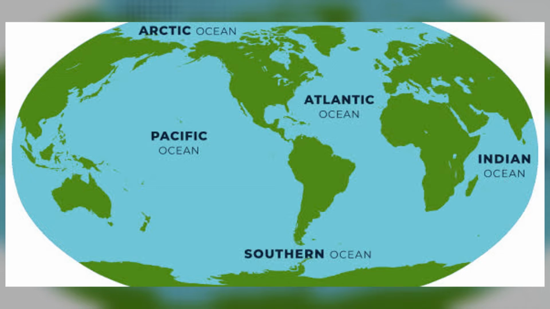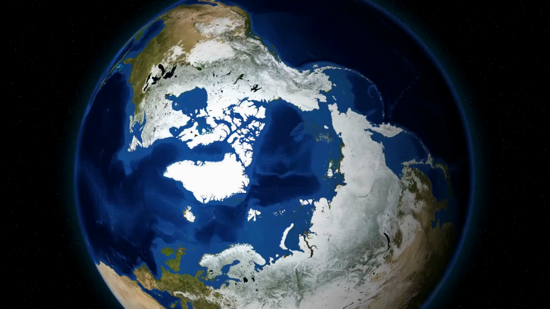Okay. The Indian Ocean is at the bottom, underneath Asia, towards the north. And it has Africa on the west side, and Australia and Indonesia on the east side. And then the Arctic Ocean is at the top in the north, around the North Pole. It is the smallest ocean, incidentally, by size, and also the shallowest.